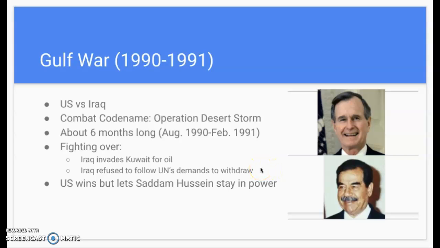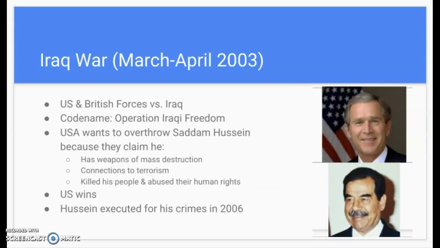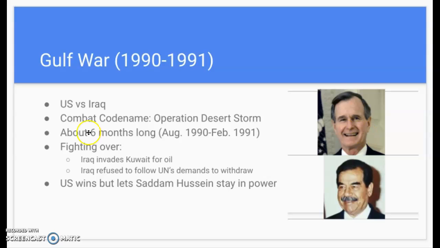If you remember, the UN was a peacekeeping organization, so they didn't want this to go to war. Ultimately it does, but the US wins and they let Saddam Hussein stay in power. This comes back and affects the United States when they go into war again with Iraq and Saddam Hussein in 2003. At this time, however, we have a new president. We have George Bush Jr. He is George Bush Sr.'s son.